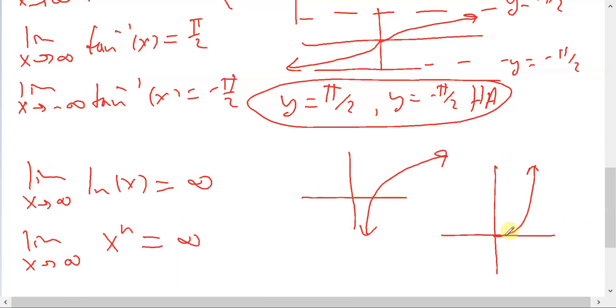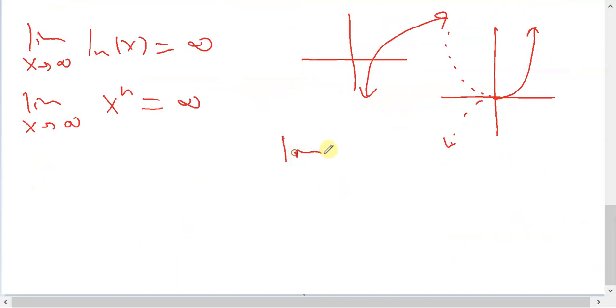If I go to negative infinity, it does depend on whether I'm doing the even functions, which look like that, or the odd functions, which look like that. So if I take the limit as x goes to negative infinity of x to the n, I get one of two answers. If n is odd, I get negative infinity. And if n is even, I get positive infinity.